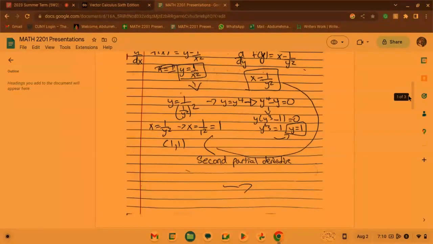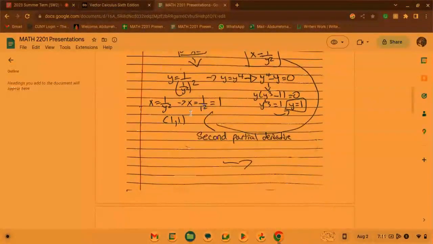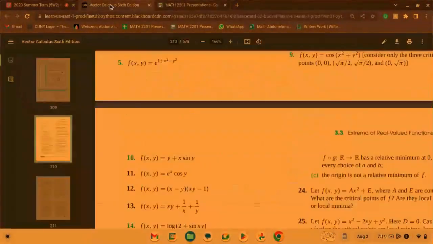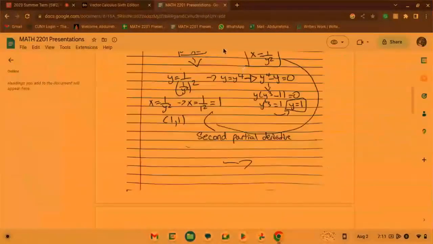Then you can use either formula again. I used the second one, x equals 1 over y squared, and plugged in what I got for y, which is 1. So 1 over 1 squared is basically 1. So x and y are 1 and 1. These are our final critical points. Now the question asks us to determine if it's a local maximum, minimum, or saddle point.